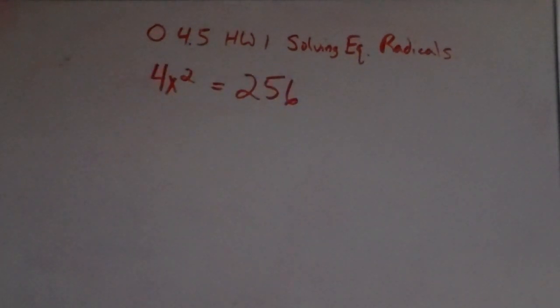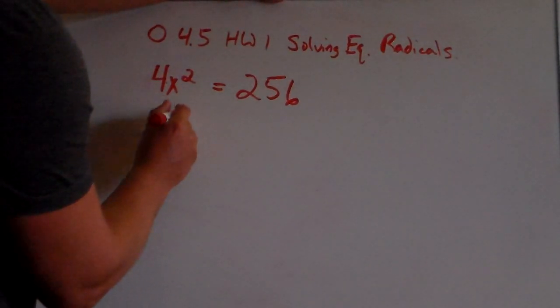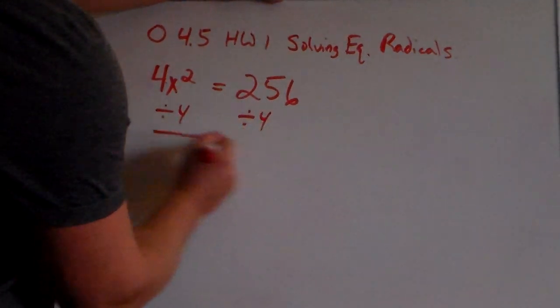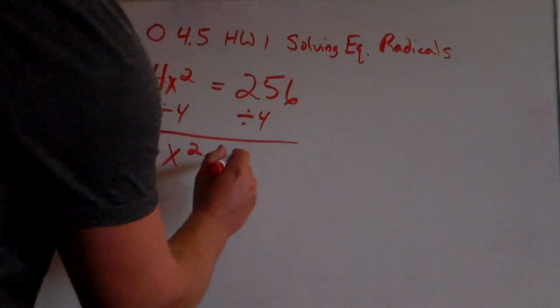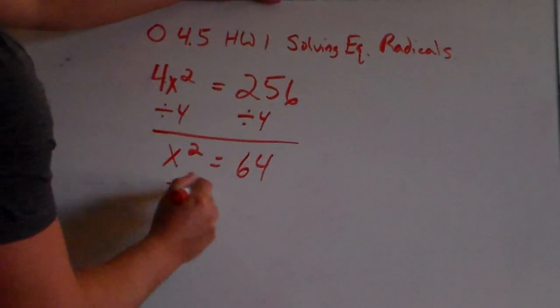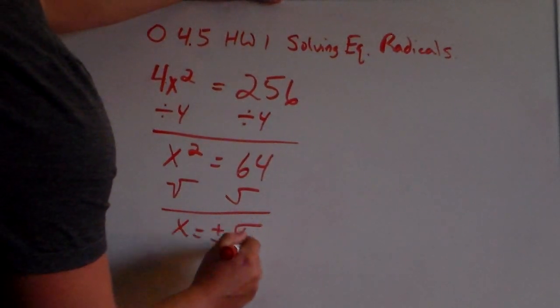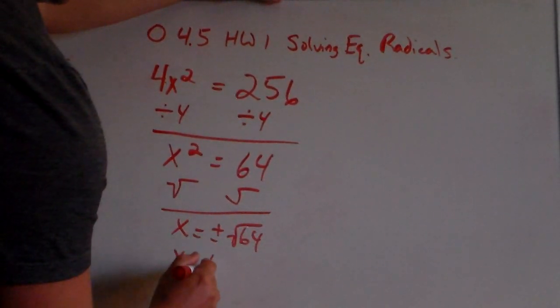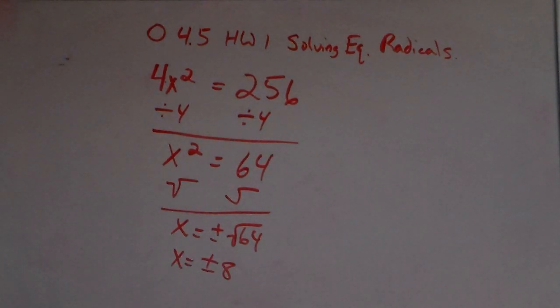Alright, next up is problem number 6. We have 4x squared equals 256. Our goal still is to solve for x, get x all by itself. Now notice this is 4 times x squared. So we use our inverse operation of divide by 4 on both sides, so we get x squared equals, well, 256 divided by 4 is 64. Take the square root of both sides. So you get x equals plus or minus the square root of 64, which is x equals plus or minus 8, because the square root of 64 is 8. That's the answer to number 6.